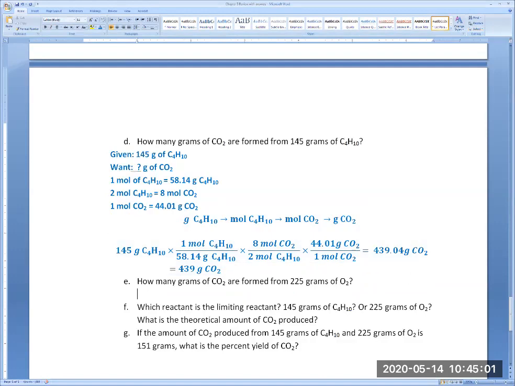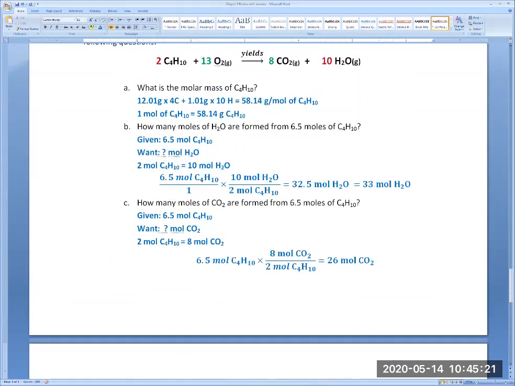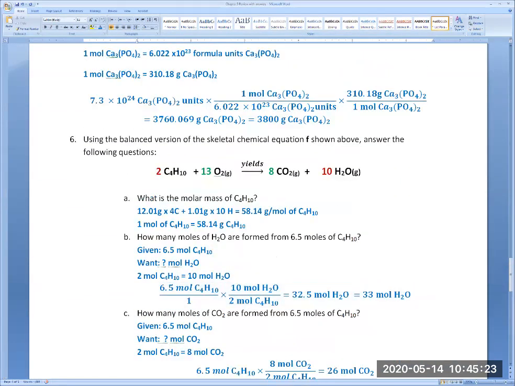So question E, how many grams of CO2 are formed from 225 grams of O2? So very similar question as earlier, because it's asking for grams of CO2, but this time from grams of oxygen. So what changes is the given amount. It's not butane anymore, it's the oxygen, right? Oxygen is part of the reactant.